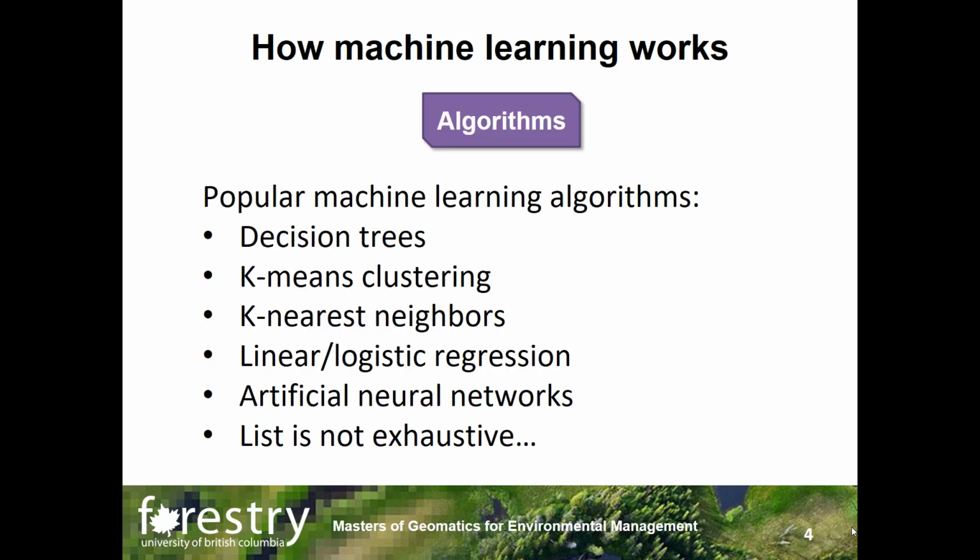There are too many machine learning algorithms to cover in detail, so I will only introduce a few for now, and then we'll go into more detail with one algorithm that you will use in lab. Some of the most popular algorithms out there include decision trees, k-means clustering, k-nearest neighbors, linear and logistic regression, and artificial neural networks. This list is not exhaustive, but the algorithms above are the most widely used for machine learning applications with spatial data. So now let's quickly take a look at how the first three algorithms work.